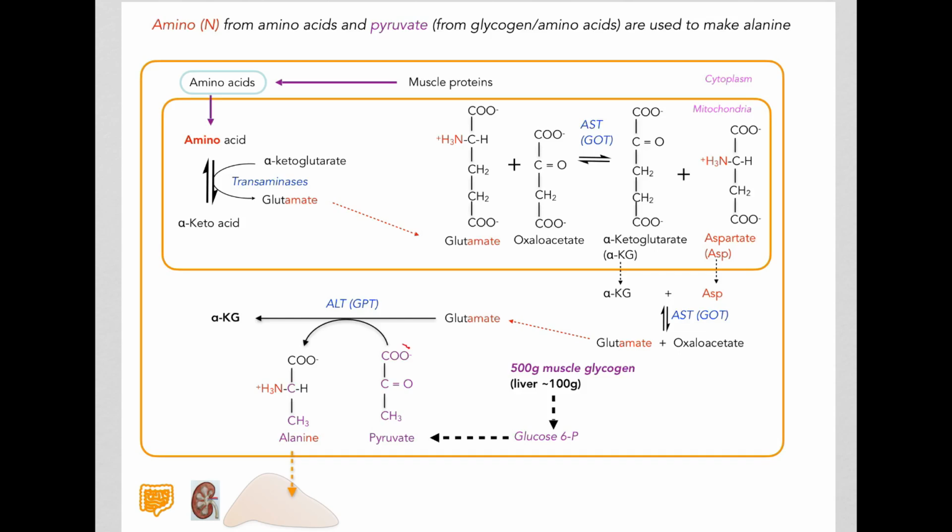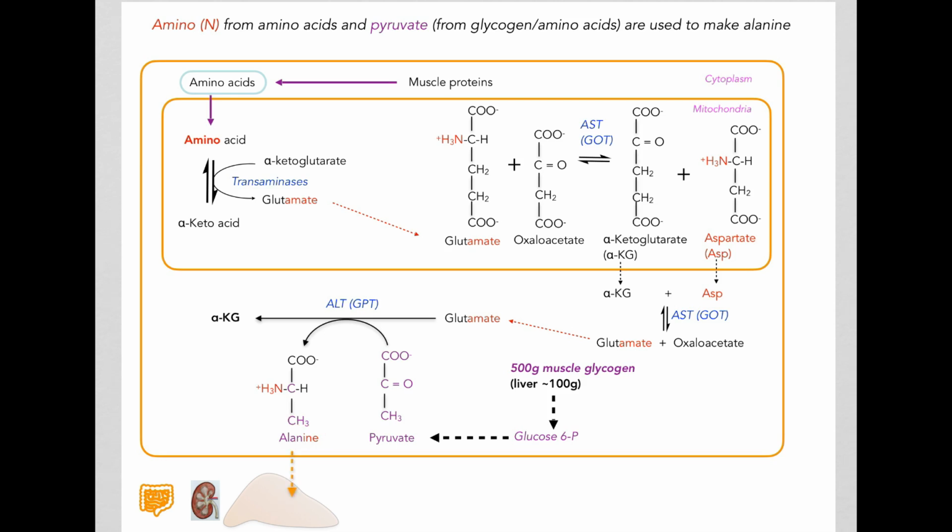Now it's important to note that most of this pyruvate carbon skeleton does not come from amino acids. Rather, it comes from the breakdown of muscle glycogen into glucose 6-phosphate, and that glucose 6-phosphate will go through glycolysis to give you pyruvate. So this alanine that is formed will then be sent out into the blood, and most of it will be used by the liver for gluconeogenesis.